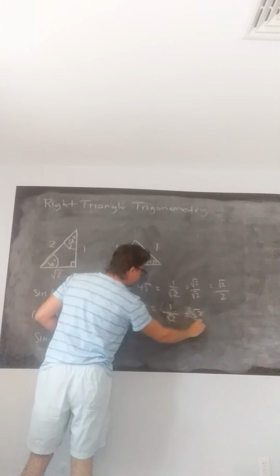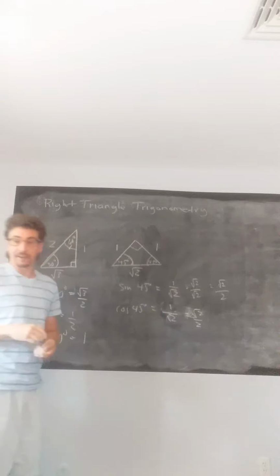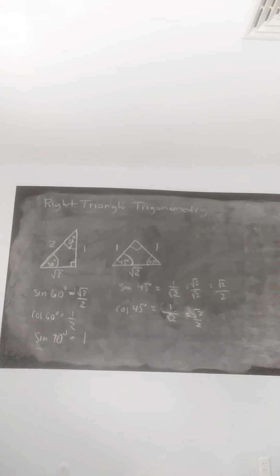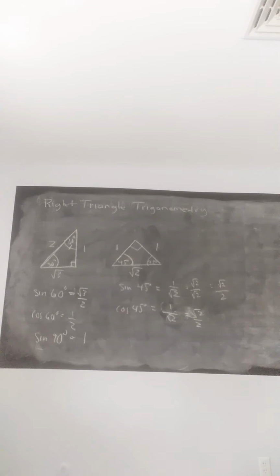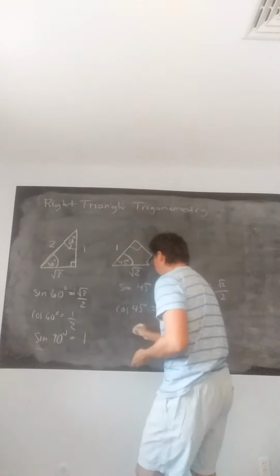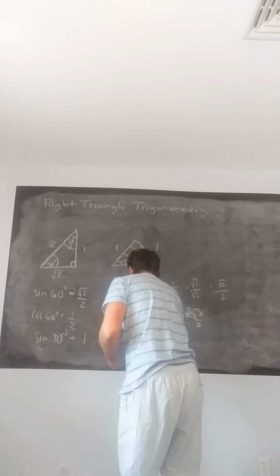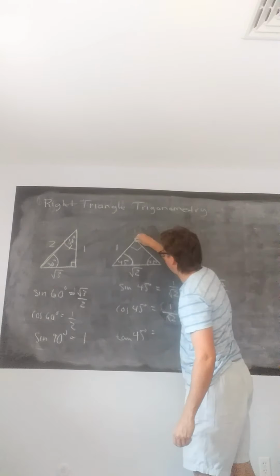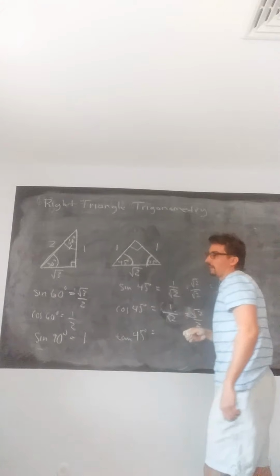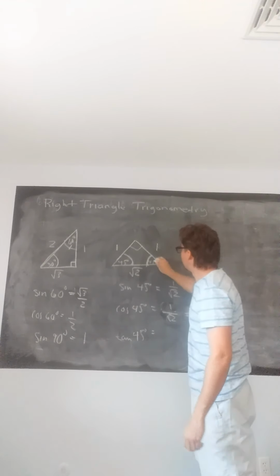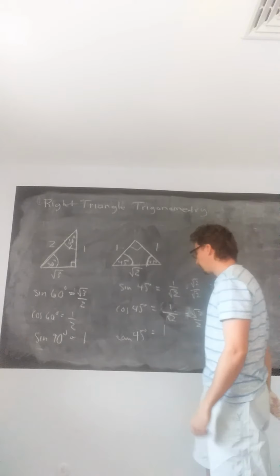This is root 2 over 2, just like the other one. Okay? Let's see what else we have here. How about tangent of 45 degrees? What would tangent of 45 degrees be? Well, tangent is the opposite over adjacent. So opposite over adjacent, that's just going to be 1. So the tangent of 45 is 1.